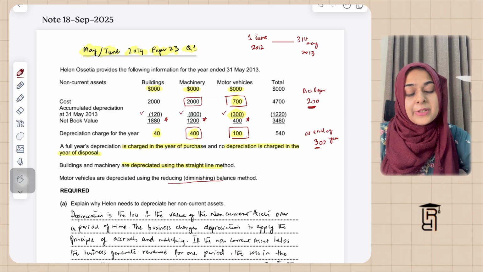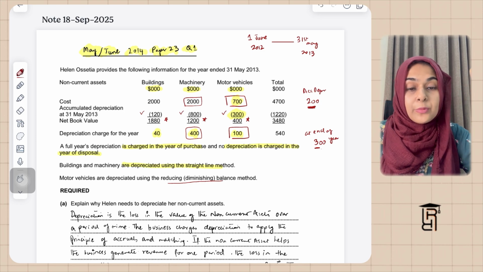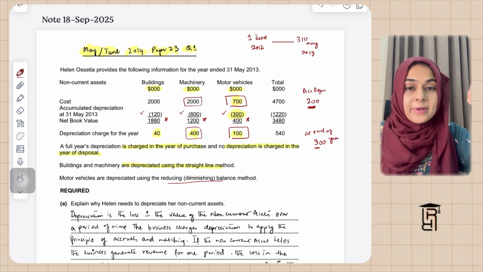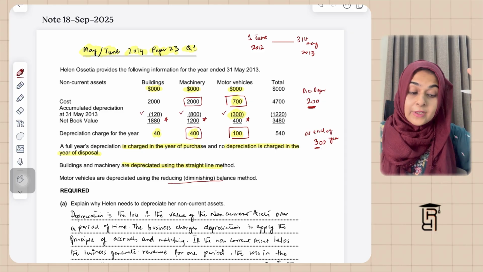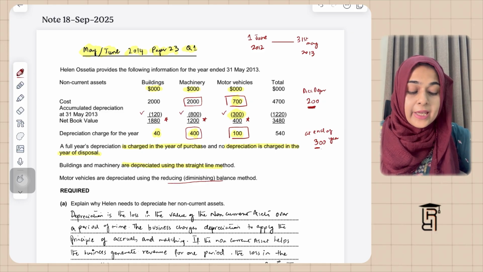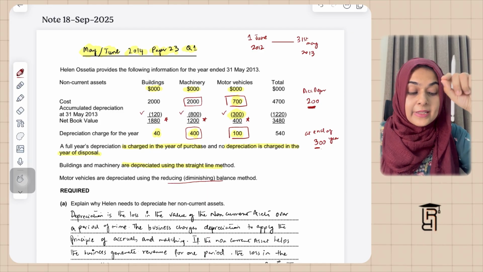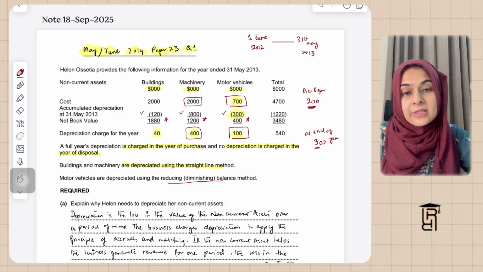We know the depreciation for the year and the accumulated depreciation at the end of the year. Working backwards, we have to calculate accumulated depreciation at the start of the year, so that you know the net book value at the start of the year. The percentage is applied on the net book value at the start of the year, not at the end of the year, in case of RBM, so that we can calculate the depreciation expense for the year.